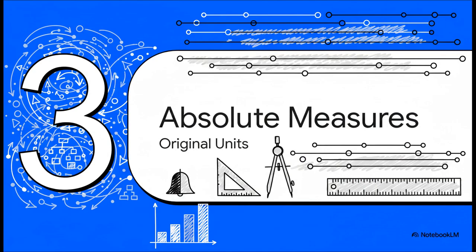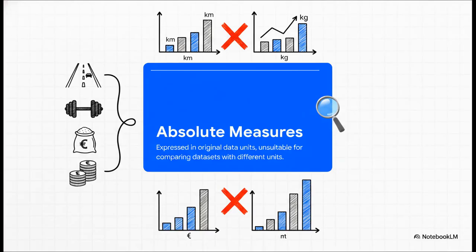With the why covered, let's jump into the climax of our study guide with part 3, absolute measures explained. Here's the definition you need to know. Absolute measures are measures of dispersion expressed in terms of the original units of the data being measured. So your key takeaway here is that absolute measures carry specific units. If you're measuring distance in kilometers, your absolute dispersion is in kilometers. If you're measuring weight or currency, your dispersion is in kilograms or rupees.